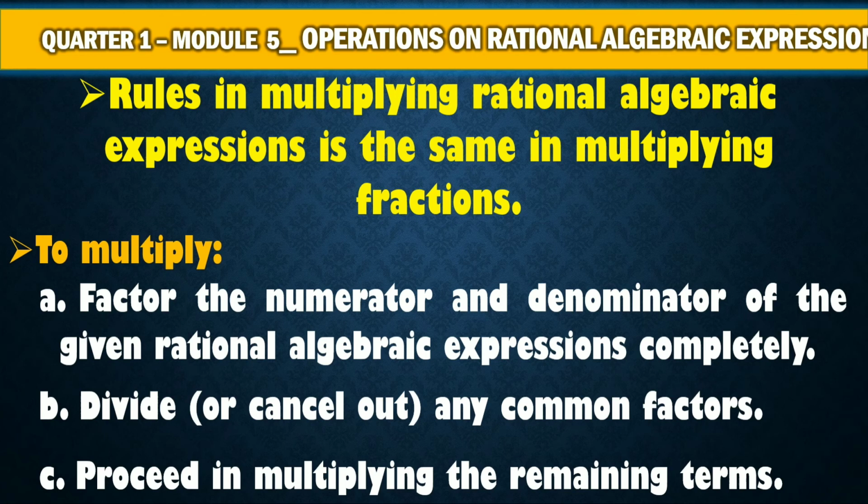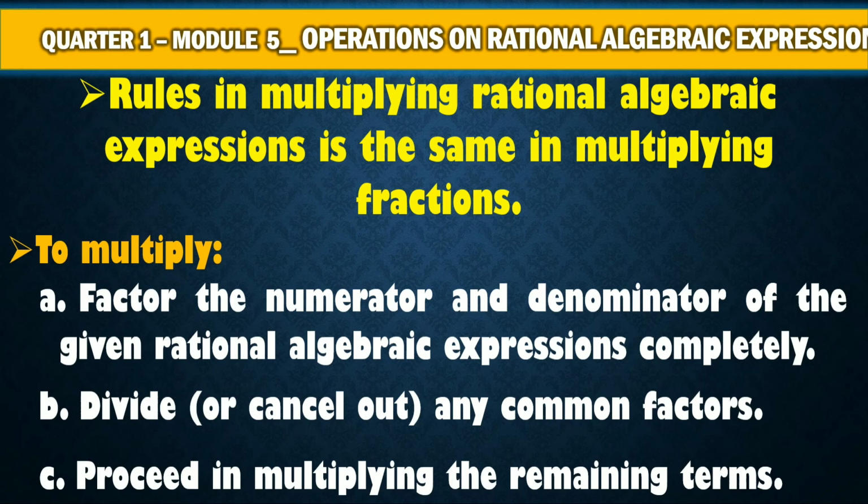The rule in multiplying rational algebraic expressions is the same as in multiplying fractions. We multiply the numerators, and then we multiply the denominators. Denominators should not be equal to 0. So how are we going to multiply rational expressions? Number 1, factor the numerator and the denominator of the given rational algebraic expressions completely. Number 2, divide or cancel out any common factors. And last, number 3, proceed in multiplying the remaining terms.